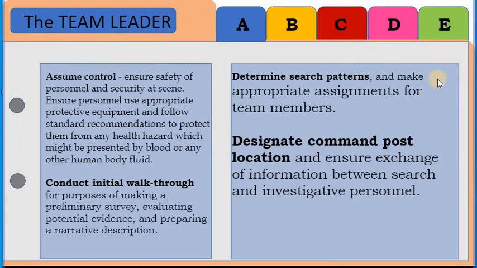Team leader. Ano bang ginagawa ng team leader? So, sa mga investigation team, team leader assume control, ensure safety of personnel and security at the scene. So, ensure personnel use appropriate protective equipment and follow the standard recommendations to protect them from any health hazard which might be presented by blood or any other human body fluid. So, ang pinaka merong accountability or responsibility to control the movements of his team is ang ating team leader. So, ina-assume niya na chine-check niya muna bago pumunta yung kanyang mga team kung kompleto sila ng gamit, equipment, or yung anumang suot nila.